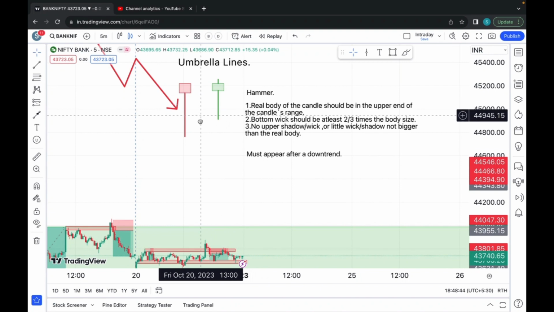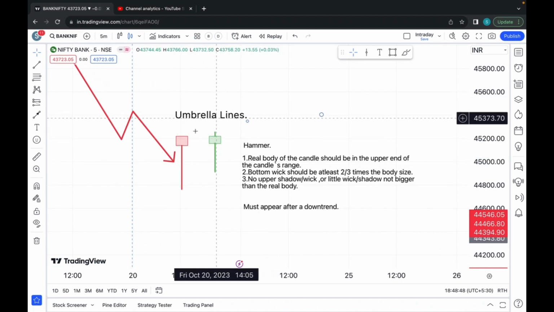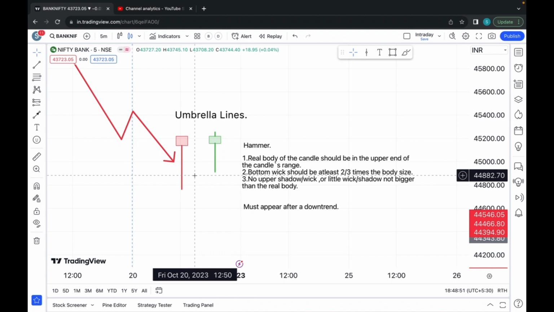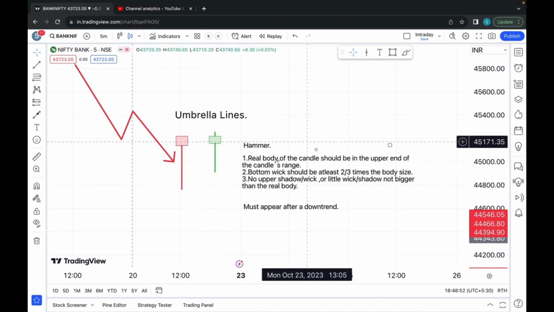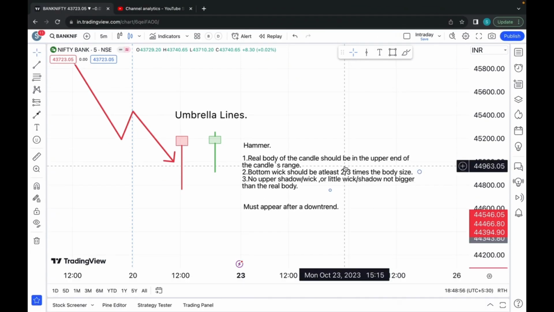Okay, so the general name of this hammer is umbrella line. If the umbrella line is coming after a downtrend, it is called a hammer. If it is coming after an uptrend, we'll call it a hanging man, which we will cover in another section.